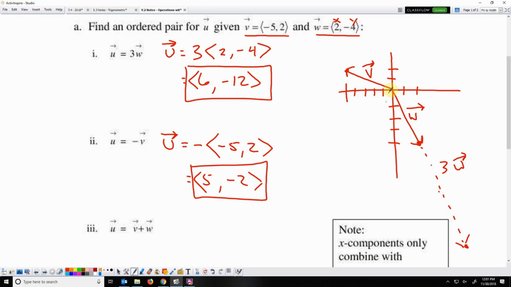Vector v plus vector w. Graphically, we would have taken this yesterday and slid it down to here. And vector v is left 5 and up 2, so left 5 and up 2 would end right there. So vector v plus vector w would look like that. It would be at -3, -2.